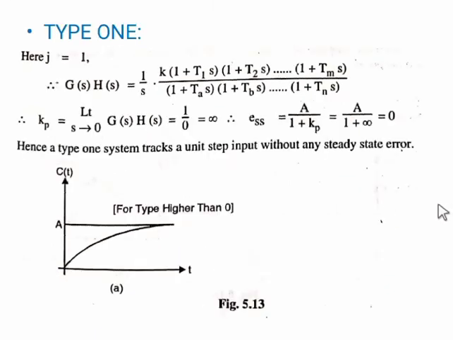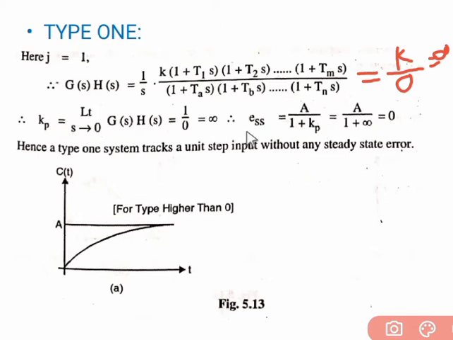Now type 1 systems. Type 1 system, that means s raised to 1. So it is 1 over s, remaining terms all are the same. So if we find the value of Kp for type 1 systems, limit s tends to 0, GsHs. If we put the value of s equal to 0, the denominator becomes 0, whatever the numerator, so this term becomes infinity. That means the Kp for type 1 system equal to infinity.